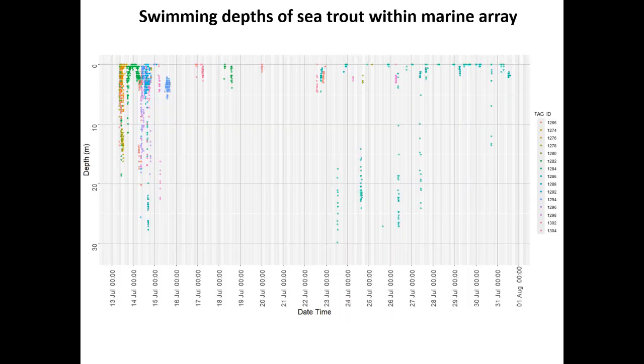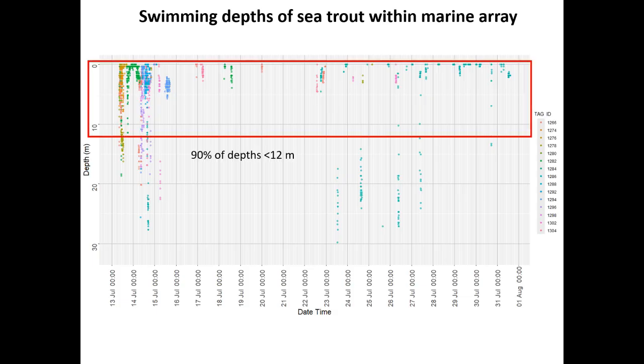We've got some interesting depth data from the sea trout tags. The majority of movement, 90% of depths, was recorded in less than 12 metres of water, as we'd expect with sea trout, but we also get this classic sea trout diurnal pattern of them diving deeper in a bright, clear day and then coming up into the upper part of the water column at night.